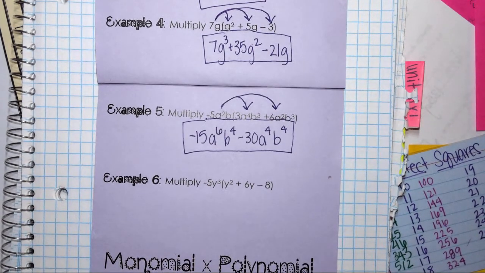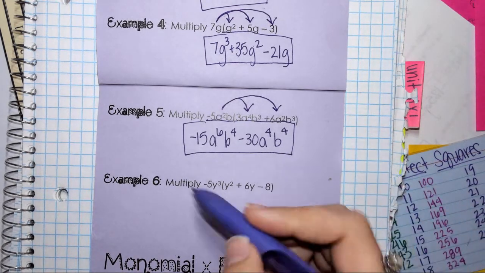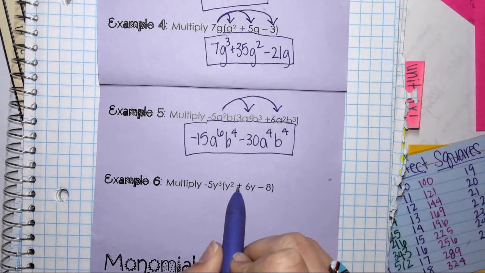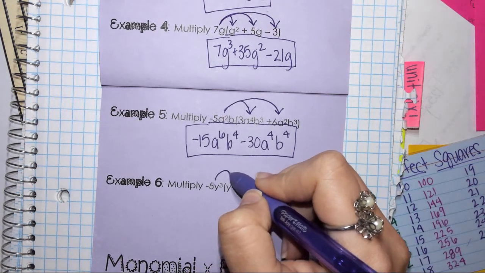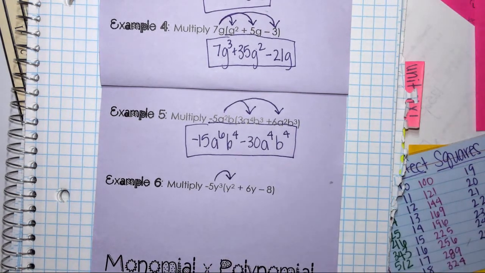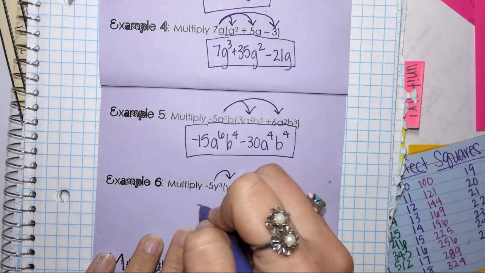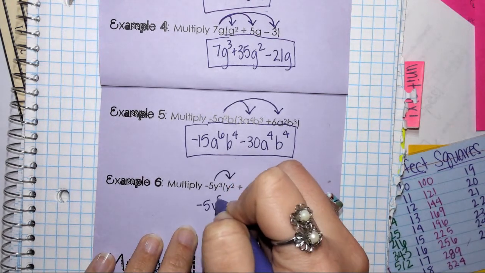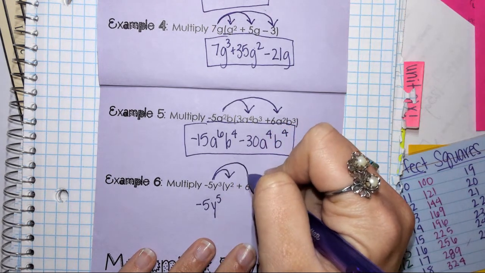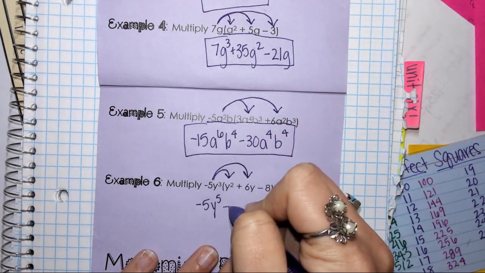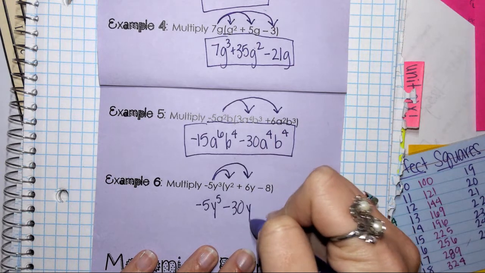All right, example 6. We're going to multiply it to all 3 terms. If you start with 3, you need to end with 3. So we're going to do negative 5y cubed times y squared. And that's going to give us negative 5y to the 5th. Then you're going to do negative 5y cubed times 6y. That gives us negative 30y to the 4th.